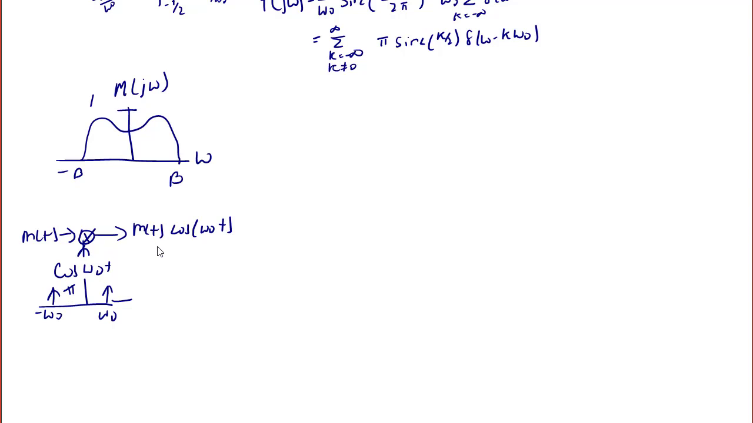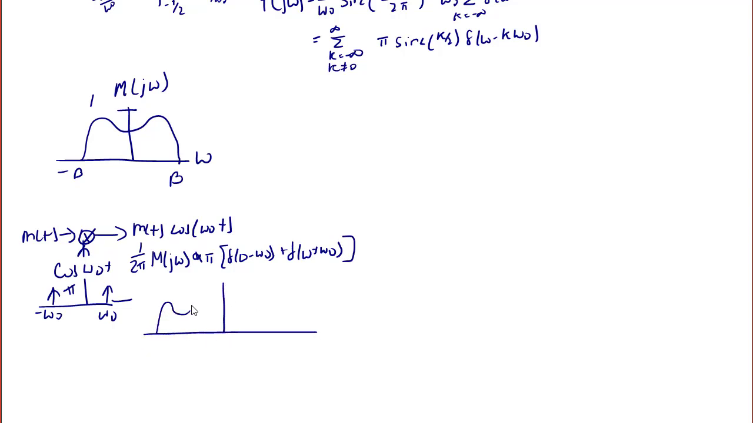So in the frequency domain, using convolution, we would have 1 over 2 pi M of j omega convolved with pi times delta of omega minus omega naught plus delta of omega plus omega naught. And so the output becomes copies of our message at negative omega naught and omega naught, where they both have an amplitude of 1/2.